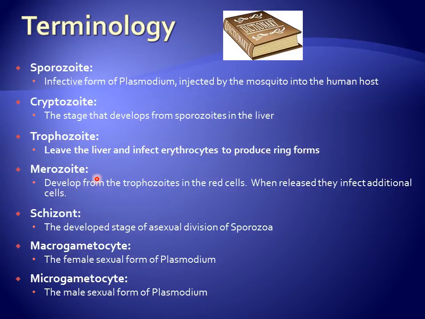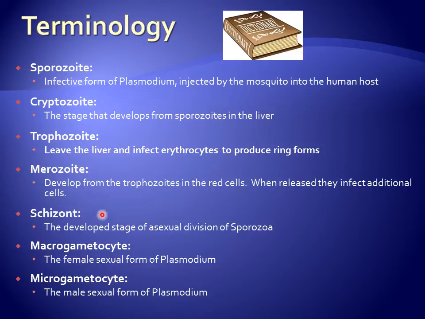The merozoites form in the red cells after the trophs have been in there for a while. And merozoites are the developed asexual stage of the sporozoa. Merozoites are released when the red cells rupture. We learned that's during the paroxysm. When they're released, they go on and infect additional red cells and continue on this asexual reproductive stage.